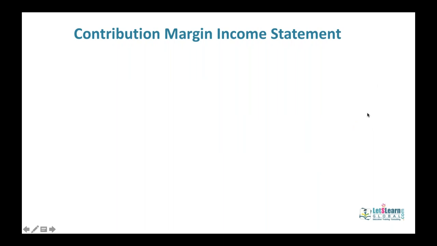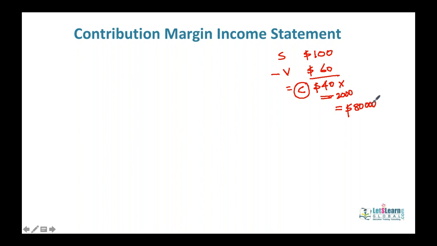And just to recall, remember contribution is the difference between sales and variable cost. Let us assume that the selling price per unit is $100 and variable cost per unit is say $60. So contribution is going to be $40. S minus V equals C. Contribution is the difference between sales and variable cost, and it is profit subject to fixed cost. Say for example, you sold 2000 units. So your total contribution is going to be $80,000. And you have a fixed cost of say for example, $50,000.